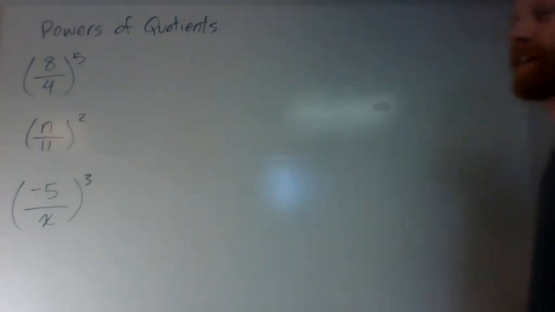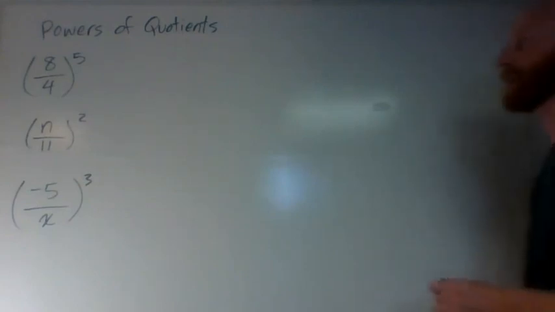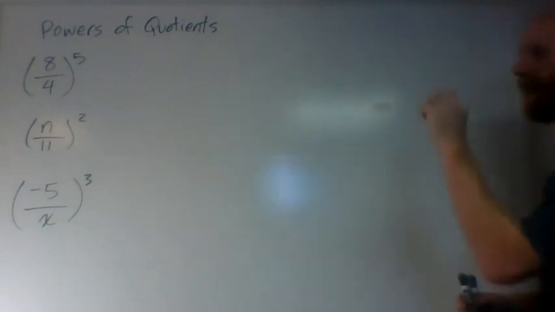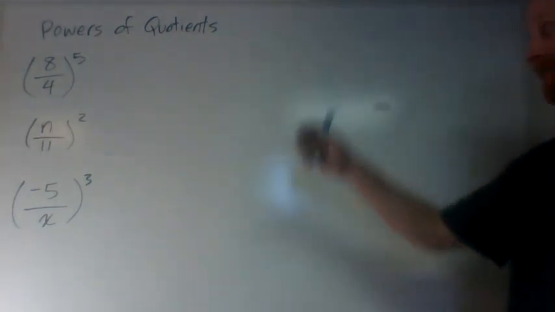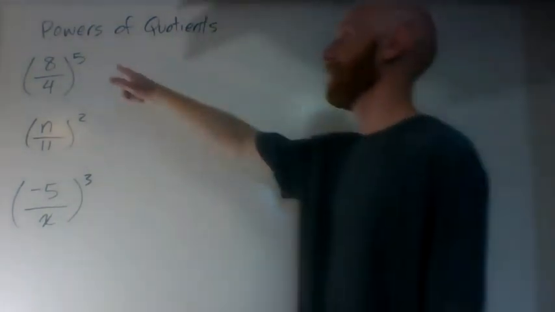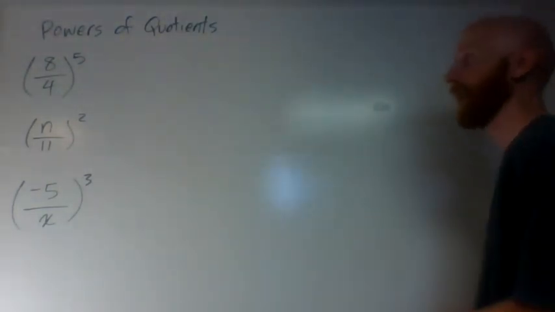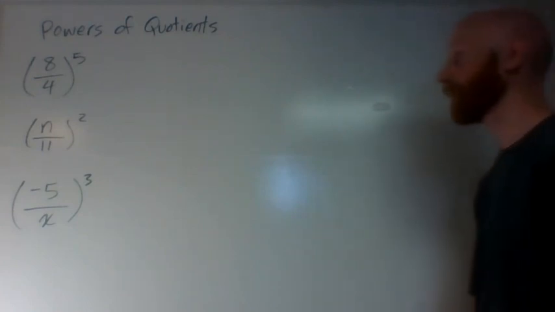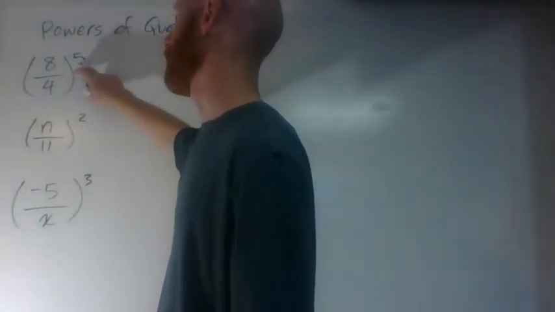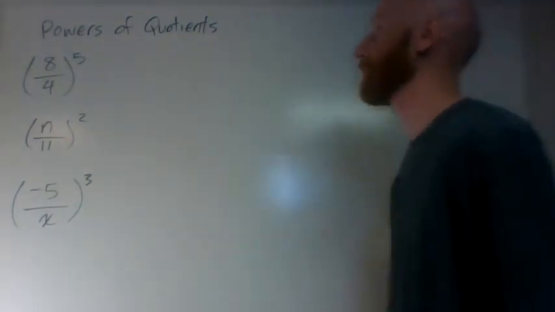Powers of quotients, similarly to powers of products. Remember, with powers of products, you would have two things multiplied together inside of parentheses, and then that would get an exponent applied to it. Okay, this is similar. We have two things together inside of parentheses that are being divided, and then an exponent is being applied to that quotient. Okay, the shortcut in this situation is the exponent distributes to each of the factors. Okay, same shortcut as powers of powers.